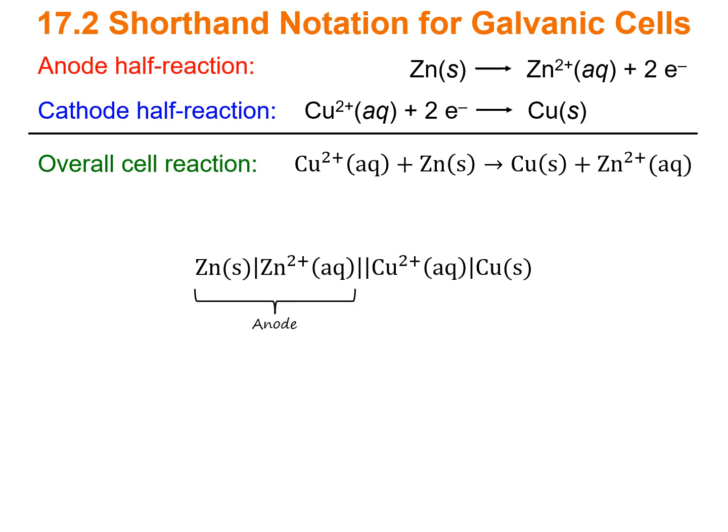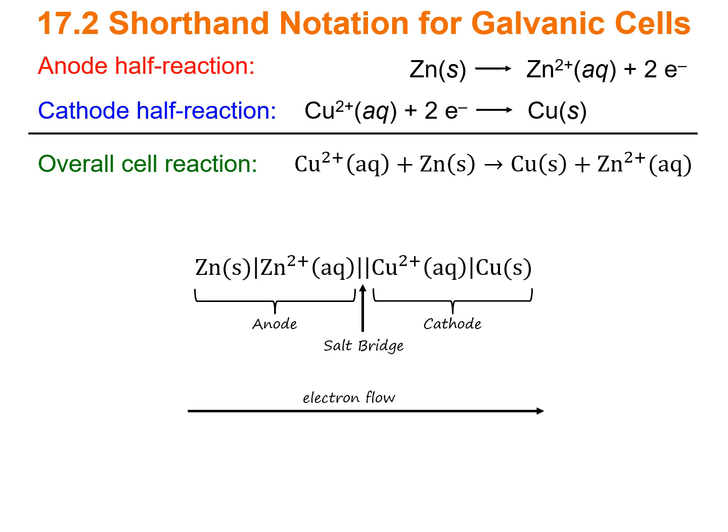And so the anode is on the left, and we write what it starts with to what it's reacting to, and then the copper, what it starts with on the right-hand side, to what it finally ends up as, the copper solid, and that's at the cathode. And don't forget, those double bars represent the salt bridge that's present. The electron flow, if we're looking at the way this shorthand notation is written, is from left to right.